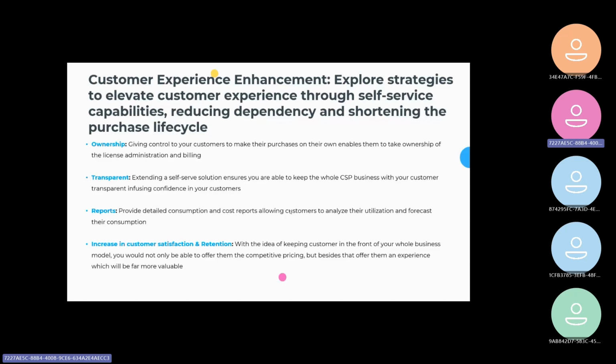Now, with an automation solution, you are giving the control in your customer's hand. This gives them a sense of ownership and accountability that, okay, they have something in their respective control. They can make the purchases, they can cancel, they can add or remove the quantities at any point in time as they feel. It also ensures that there's a sense of transparency as well.